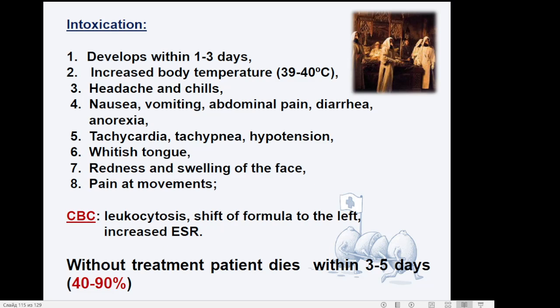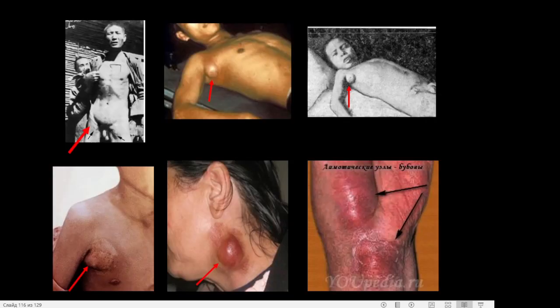Without treatment, patients die within 3-5 days due to severe intoxication, due to toxic shock. Finally, no illustration, no more good, more classical photo. This is a cervical lymph node. It's classical. Here, extremities, so big, with cyanosis, very painful, and with edema.